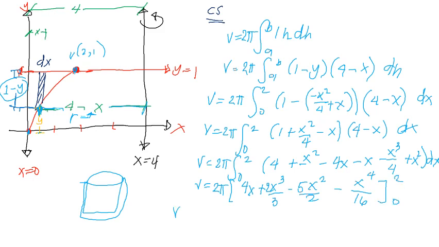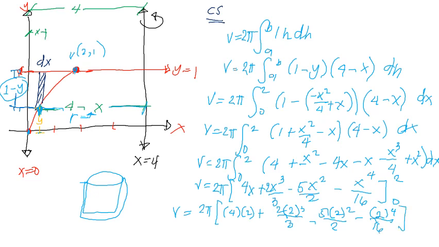So we will have to substitute the values of your upper limit and your lower limit to the equation. You have 2 pi times the quantity 4 times 2 plus 2 times 2 raised to 3 all over 3 minus 5 times 2 raised to 2 all over 2 minus 2 raised to the fourth power all over 16. Because we have a lower boundary which is 0, just simply put 0 because you already have values of x here. So all of it becomes 0.